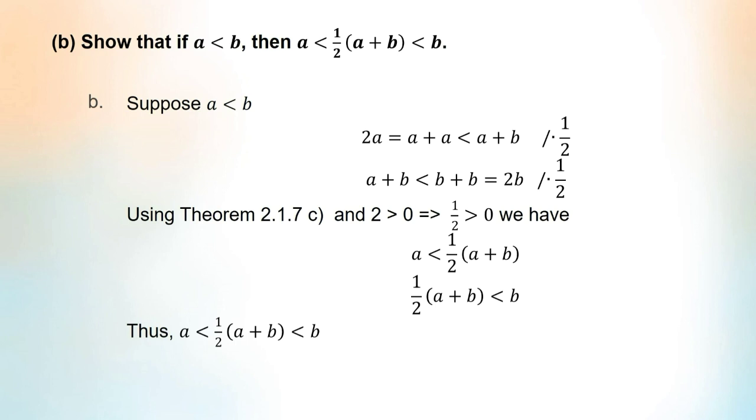Using theorem 2.1.7c and 2 greater than 0, then 1 over 2 greater than 0, we have a less than 1 over 2 times a plus b, and the second inequality will be 1 over 2 times a plus b less than b. Thus, we can conclude that a less than 1 over 2 times a plus b less than b.